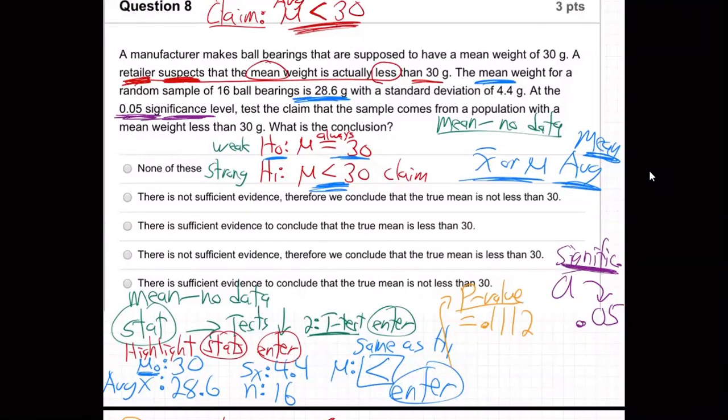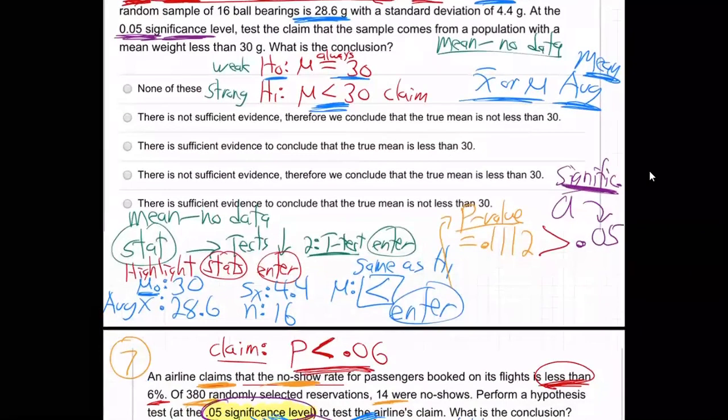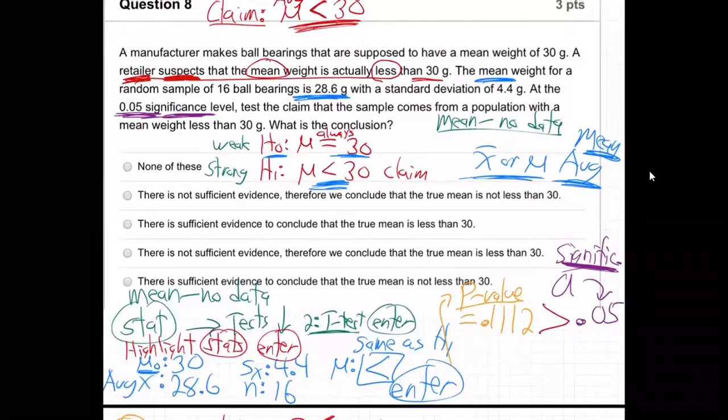So now we're supposed to compare those. We're supposed to say which one's bigger, which one's smaller. The p-value is bigger. 0.11 is bigger than 0.05. So the p-value is bigger. What does that mean?